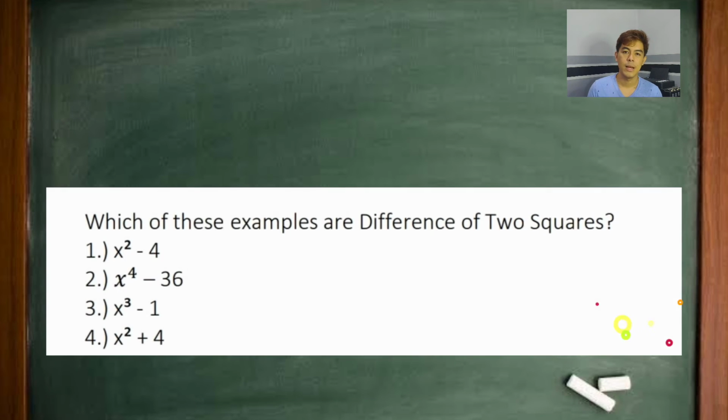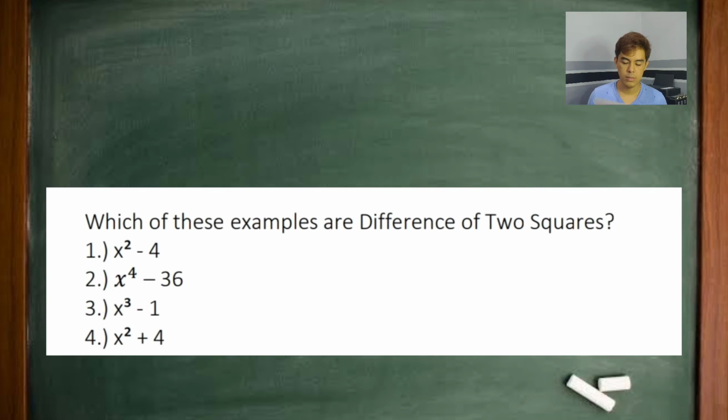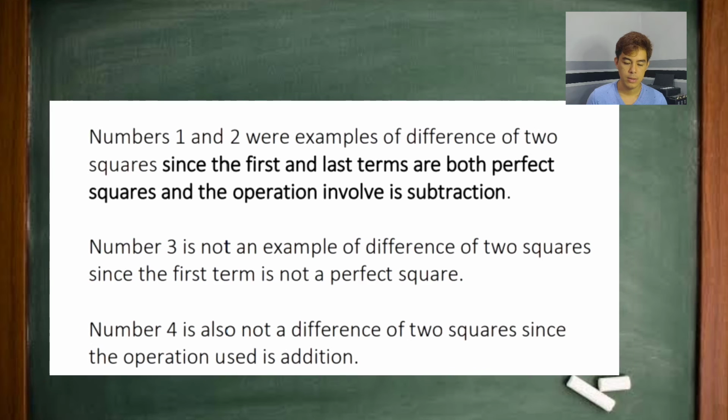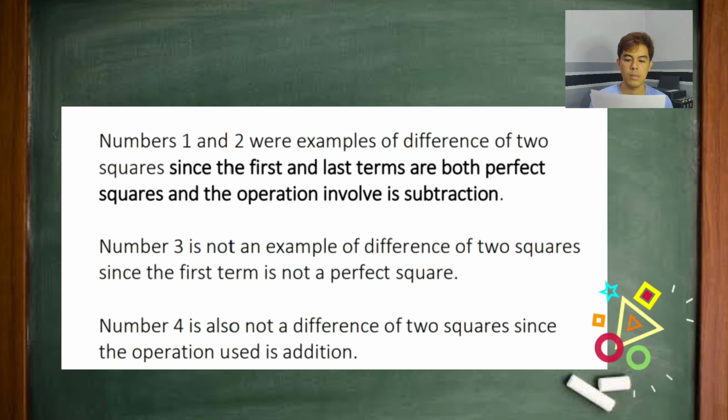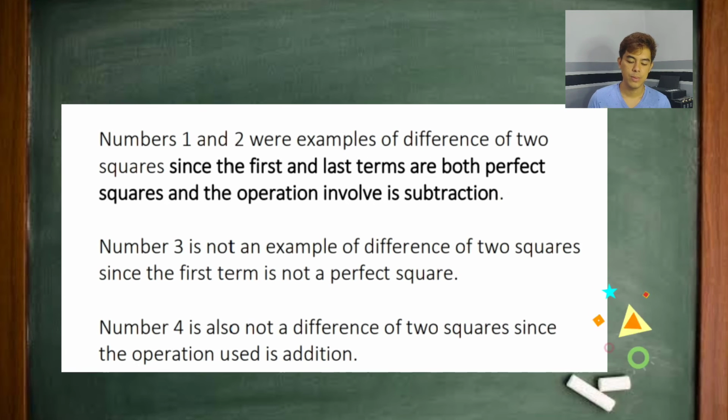Okay, so ituloy natin. Which of these examples are difference of two squares? So let us analyze. Okay, so ito yung sagot natin dyan. Numbers 1 and 2 were examples of difference of two squares kasi nga yung first and last terms nila are both perfect squares at yung operation involved ay subtraction. While in number 3, ang first term niya ay hindi perfect square. Si number 4 naman, ang involved na operation ay addition.